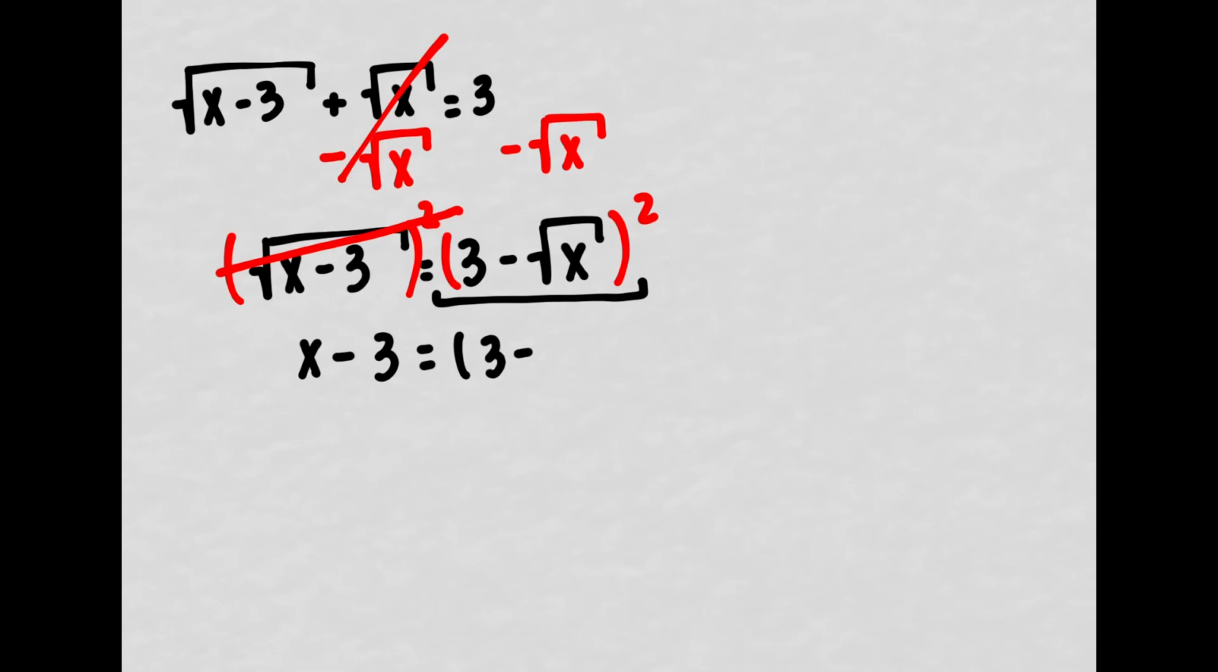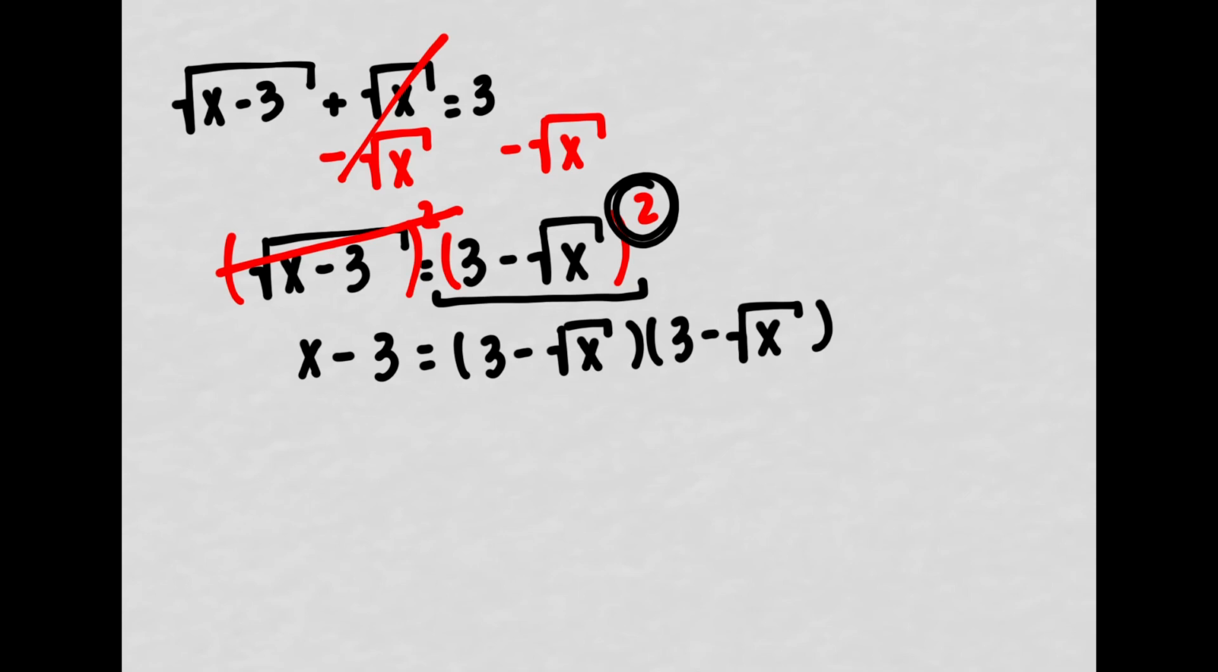So 3 minus the square root of x times 3 minus the square root of x. It's being squared, so that's why I wrote it two separate times. So for now, I'm going to leave the left side alone at x minus 3. But it's equal to, now we have to start foiling.